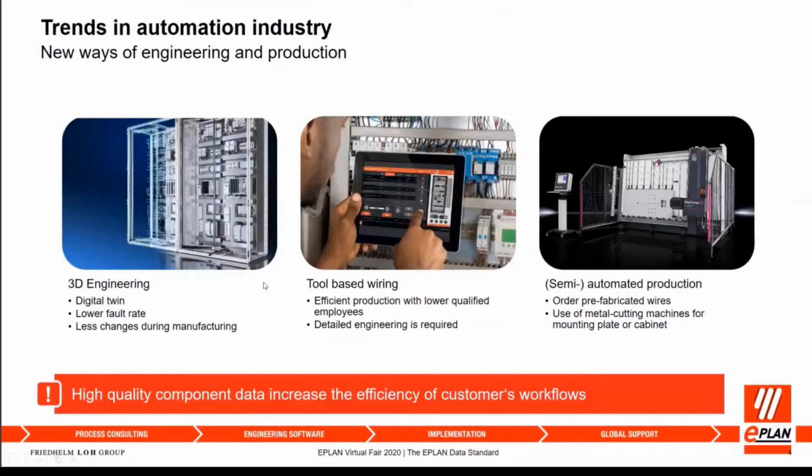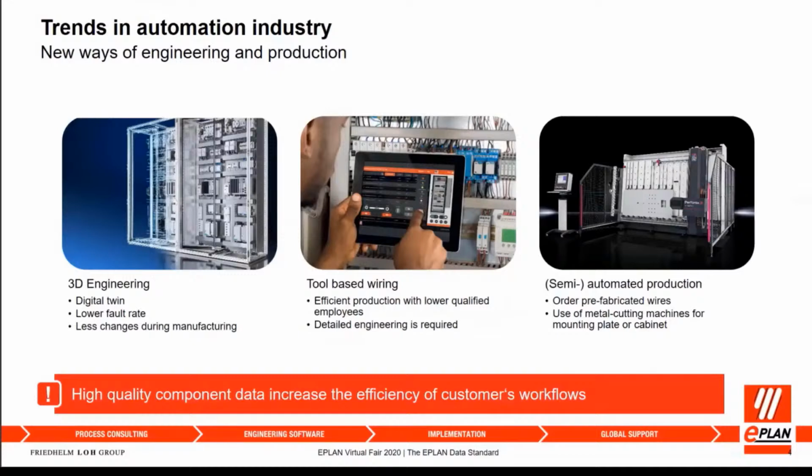And these are, for example, solutions for 3D engineering. It's the solution ePlan Pro Panel, where our customers build up the panel layout in 3D already. And with doing this, they have a lower fault rate in production, because they see possible errors, possible mistakes within a cabinet during the engineering phase. And the customers have less changes during the manufacturing of the cabinet. So it leads to an efficient production process of the cabinet.